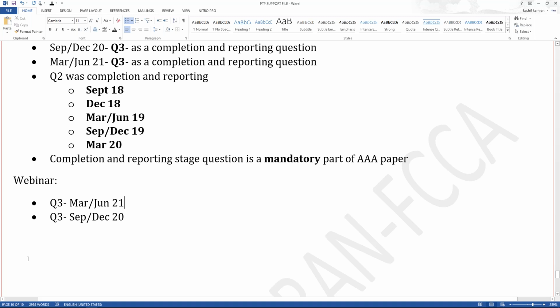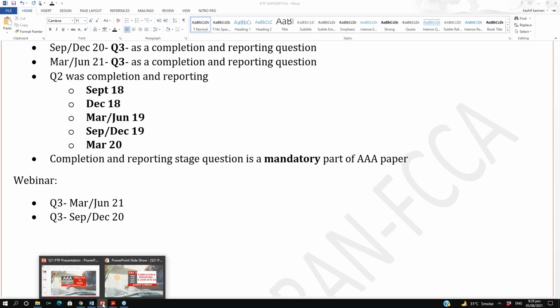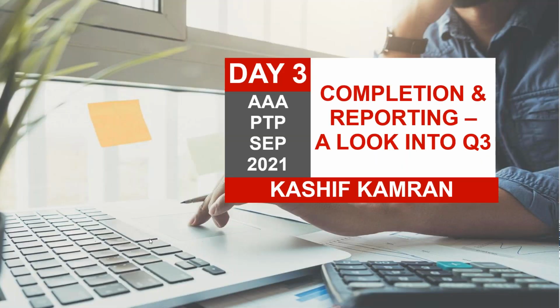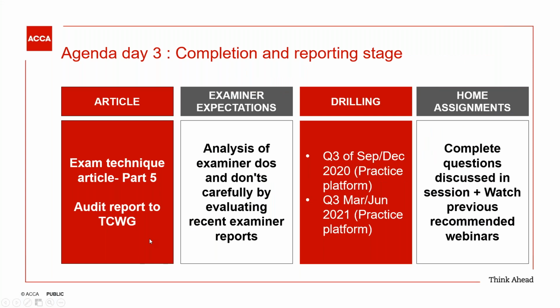Okay, let's start with the analysis. What to expect at the completion and reporting stage. Okay, there are two articles I'm recommending: Exam Technique Article Part 5 and Auditor Report to Those Charged with Governance. These are the two articles which you should read after day 3 comes to an end. These articles are given to you in the handout section of the webinar.